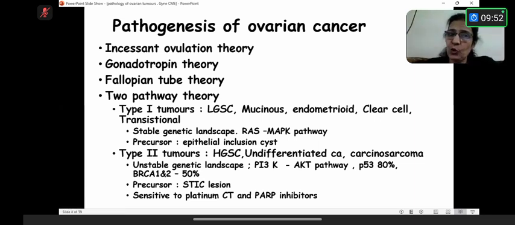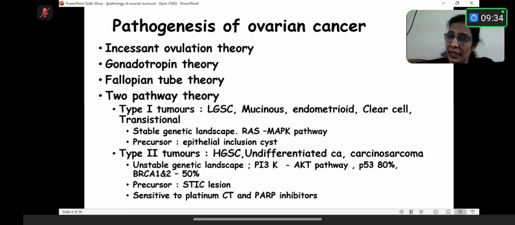While the type 2 tumors are more aggressive, they are high grade. They can be high grade serous carcinomas, undifferentiated carcinomas, or even the mixed Mullerian tumors, nowadays called by WHO as carcinosarcomas, the mixed Mullerian tumors terminology not being preferred these days.